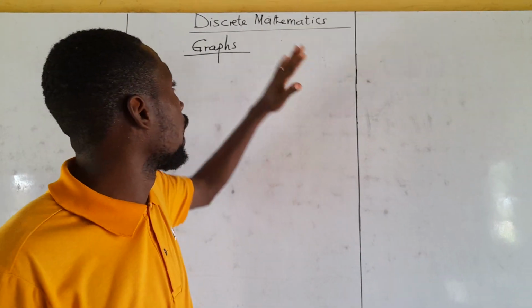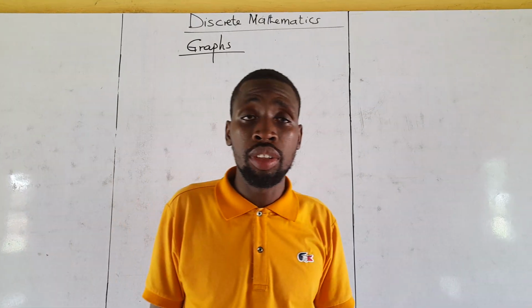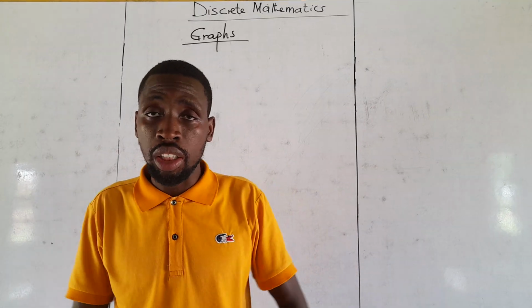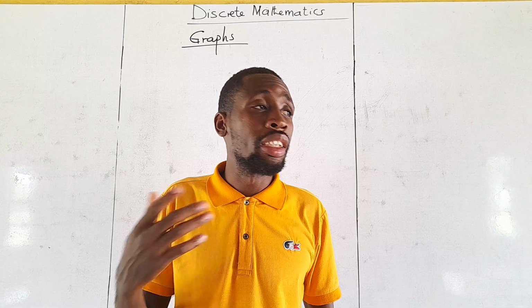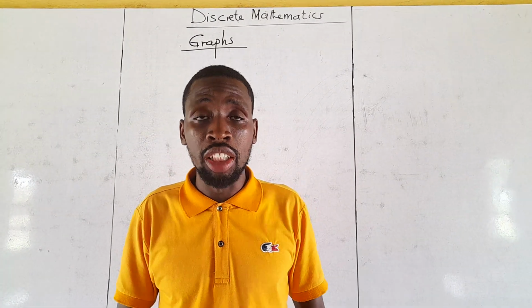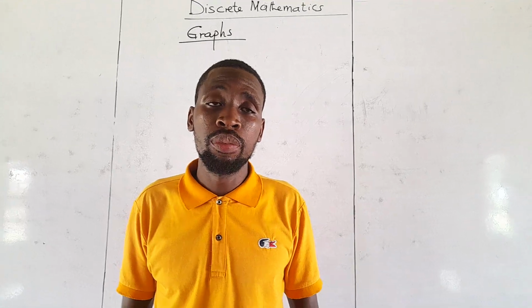Our discussion on discrete mathematics today will be on graphs. Before the video ends, I will take you through what a graph of a relation means. Then we'll also talk about the types of graphs of a relation that we have. This will be a very interesting engagement, so please come along.